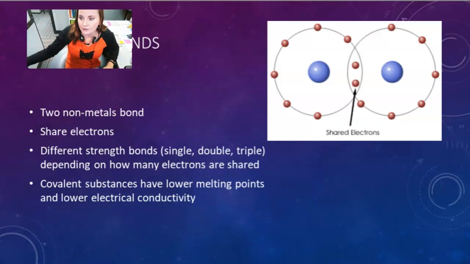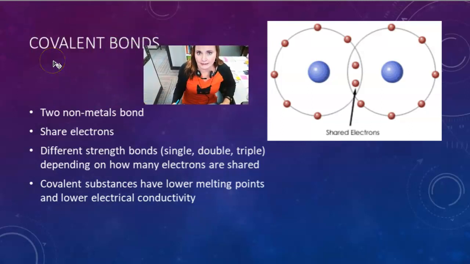So far we've covered ionic bonding in class, and remember that ionic bonding is where a metal and a non-metal, so a positive ion and a negative ion, join together because they have opposite charges. A covalent bond, also known as a molecular bond, is where two elements bond together that are often of the same charge, and they are sharing electrons rather than trading.